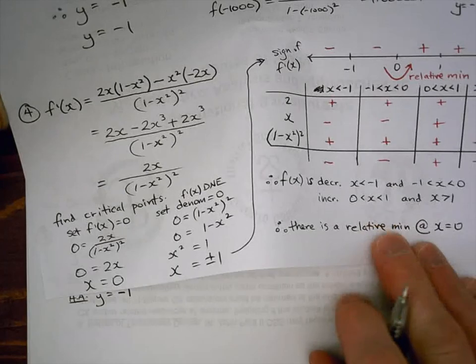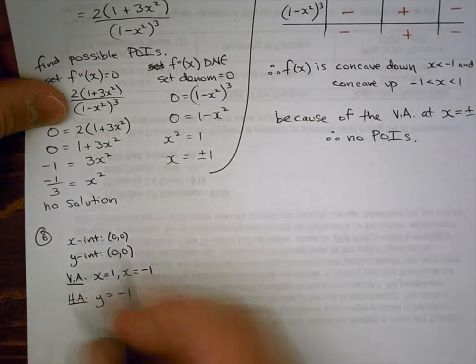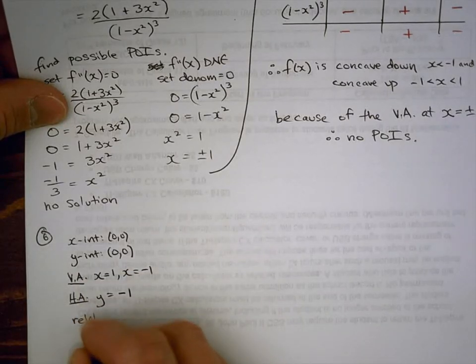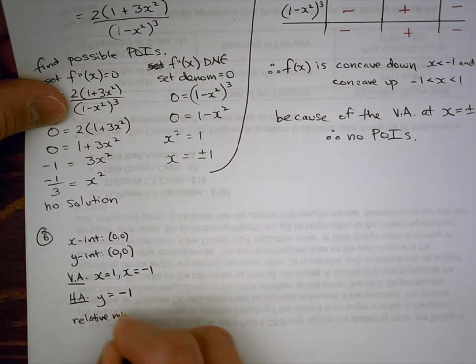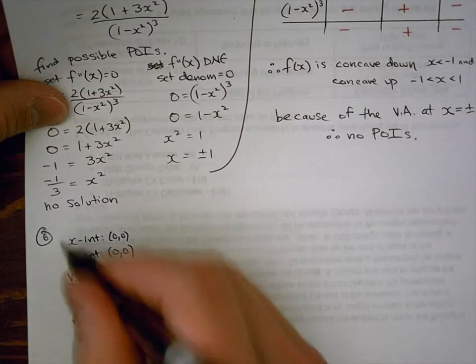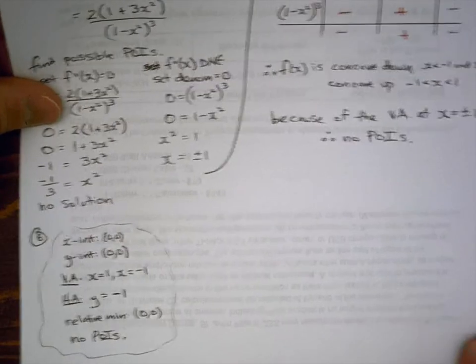Okay, what about min and max? We had a relative min at 0. The y value of that, I already know it, right? I already figured out this point. There's a lot happening at 0, 0. There's a relative min at 0, 0, and we already said there are no POIs. So all the key points, you already know them. It's just a matter now of doing the sketch.